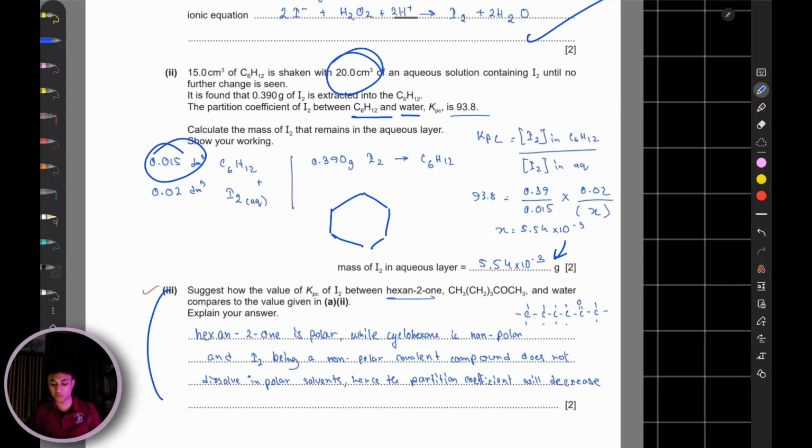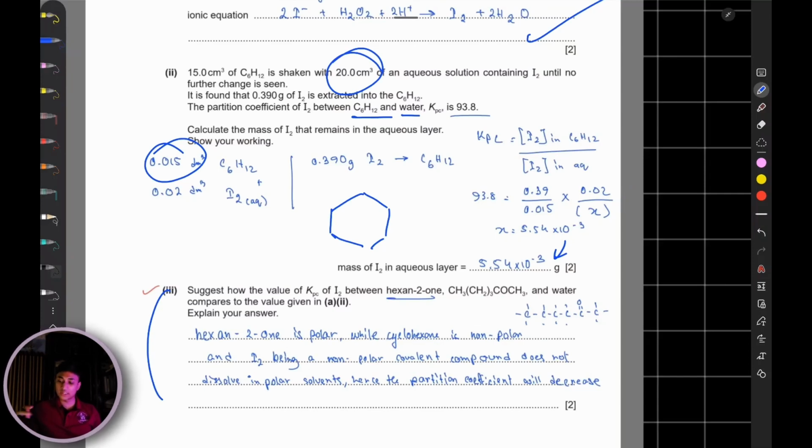So that is how you're going to answer this question. You're going to say hexan-2-one is polar, while cyclohexane is non-polar. And iodine, being a non-polar covalent compound, does not dissolve in polar solvents. Hence, your partition coefficient will decrease. Because yes, hexan-2-one is a worse solvent for iodine molecule, that is covalently bonded molecules or non-polar molecules, due to its polar part, that is the oxygen atom. So due to its polar nature, it's going to act as a worse solvent. Hence, your partition coefficient decreases.